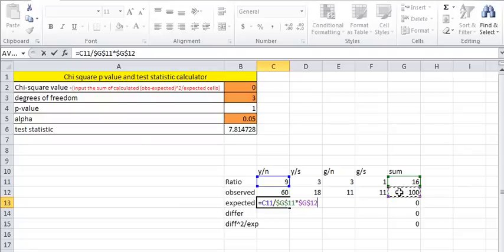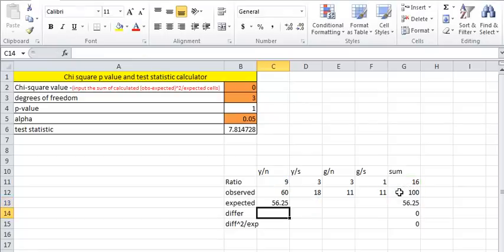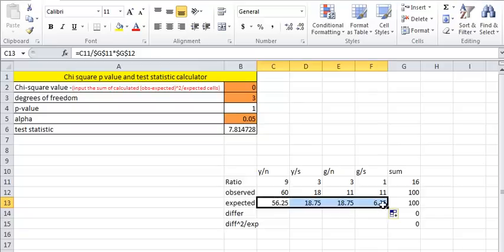The reason I'm doing this is because later in the problem you have to change to 200 flies, and it's easier this way. You won't have to change very many numbers. So when I hit enter, it says you should expect 56.25 yellow normals. You got 60. Let's see if that's unusual. Then we'll drag through here to fill out the rest of the expected values.